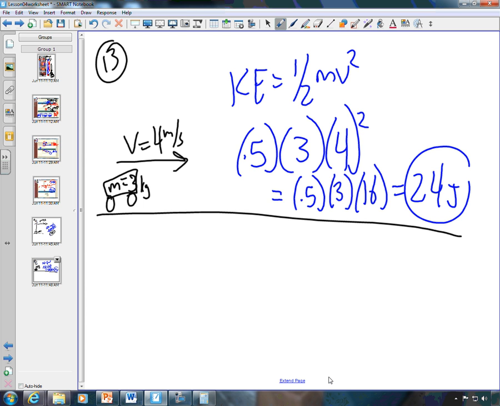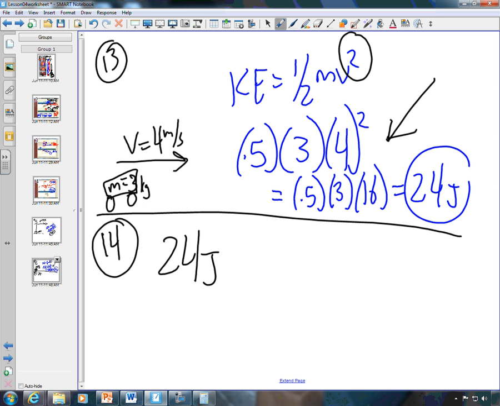If at any time you catch mathematical errors on my part, you can let me know, but don't let it shatter your reality. It's pretty easy to trace. You just follow the work. Okay, so for 14, calculate the kinetic energy of the same cart moving at twice the speed. You can go back through with 8 meters per second if you like, but since it's squared, if you double the speed, then you quadruple the energy. So 24 joules times 4, 96 joules.